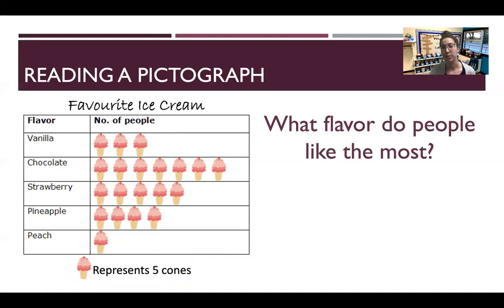What flavor do people like most? Now, all that you need to do for this is figure out what row has the most ice cream cones. Well, if I look at chocolate, he's got a lot of ice cream, so I'm just going to write chocolate. Same thing happens for what flavor do people like the least, except I'm going to look for what row has the least amount of ice cream, and poor little Peach down in the corner only has 1. So I'm going to write Peach.